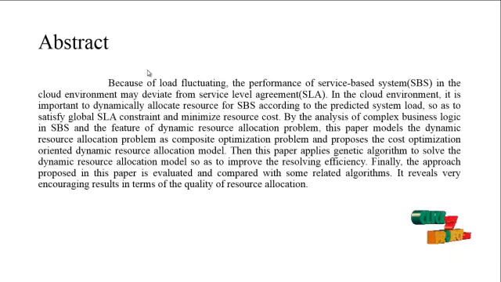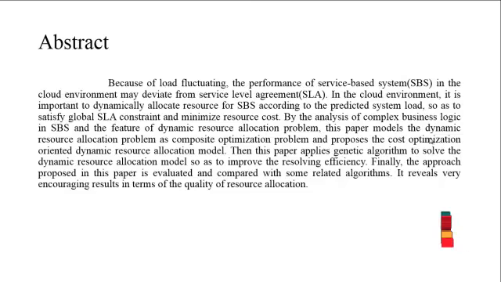Our project abstract: because of load fluctuation, the performance of a service-based system in the cloud environment may deviate from the service level agreement. In the cloud environment, it is important to dynamically allocate resources for the SBS according to the protected system node, so as to satisfy global SLA constraints and minimize resource cost by the analysis of complex business logic in SBS and the future of the dynamic resource allocation problem.